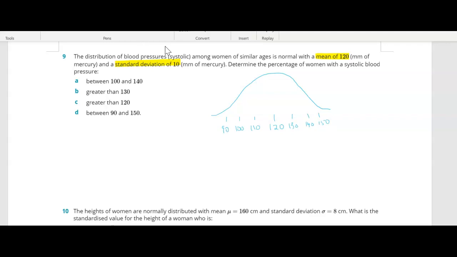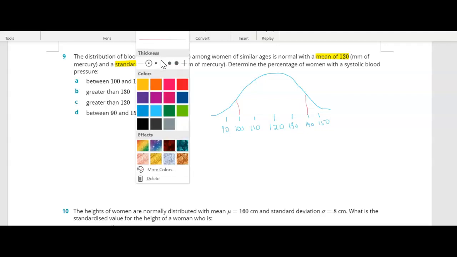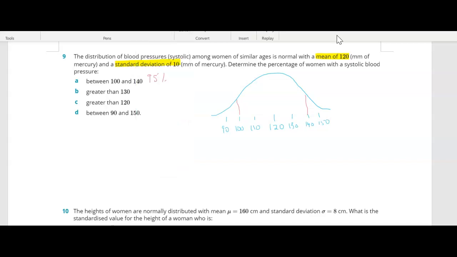Okay, so for the first question, we want between 100 and 140. That one's quite easy because it's 2 standard deviations either side, so that's going to be 95%. All right, so 2 standard deviations either side is 95%. I'm just going to stick with the same normal distribution.